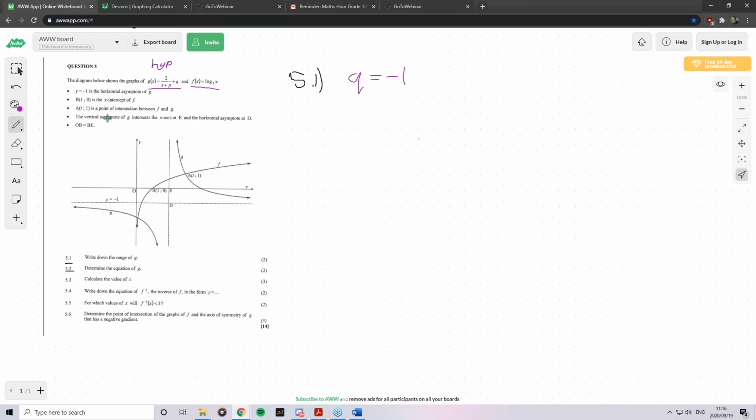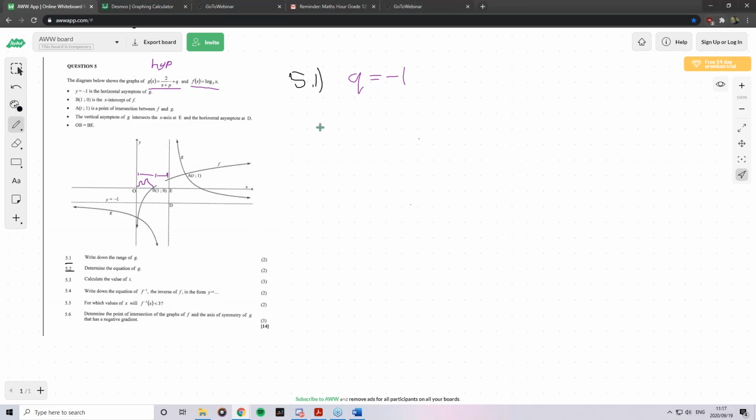Now, the vertical asymptote of g intersects the x-axis at E and the horizontal asymptote at D. Basically this is telling me where the asymptotes are. Now they're saying that OB, this distance here, is equal to the distance here. OB is equal to BE. We'll get back to this later.